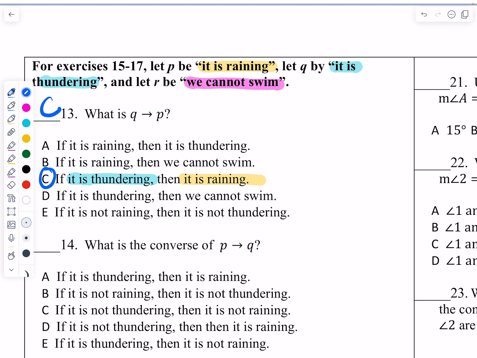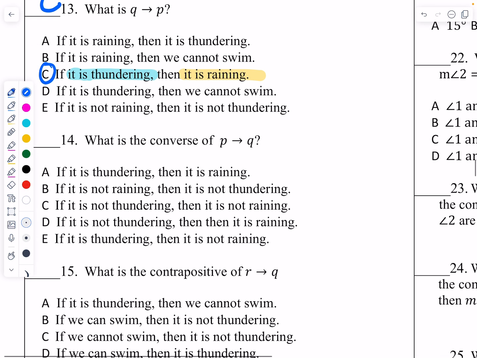Okay. What is the converse of if P then Q? Well, that's going to be if Q then P. So again, it's going to be if it's thundering, then it's raining. So if it is thundering, then it is raining. That is going to be A. Okay, so I know you feel like we just did that. It's because we did. It's essentially the same problem, just a different way to ask it. If it is thundering, blue, then it is raining. Okay. All right, that's A.